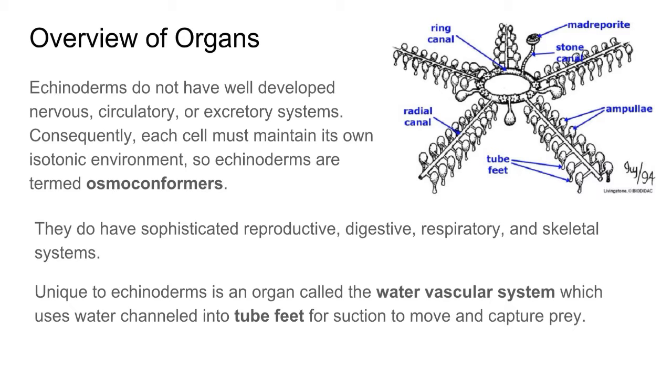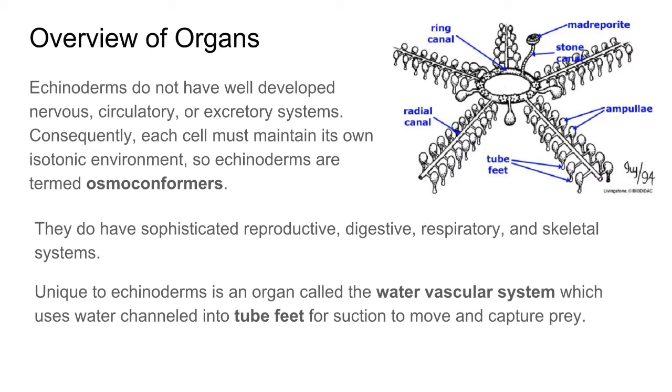So that was a little tangent, but the point is echinoderms are termed osmoconformers, and this has to do with the fact that they are lacking these rather important organ systems. Now, that being said, echinoderms do have sophisticated reproductive, digestive, respiratory, and skeletal systems.